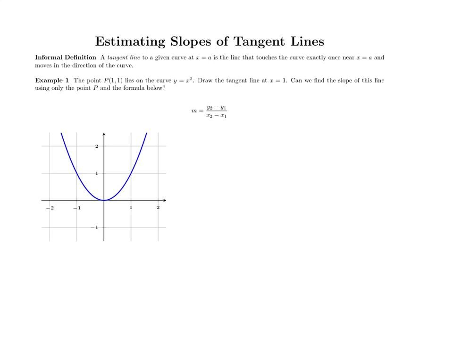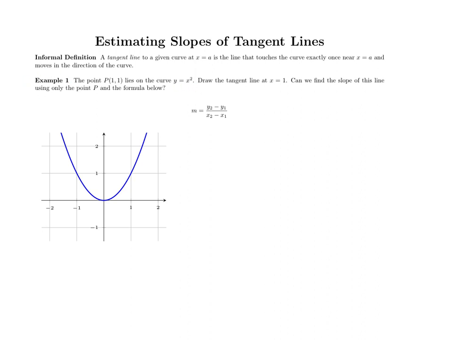In this lesson, we'll go over an informal definition for tangent lines and also talk about how to estimate their slopes. So to start with an informal definition, a tangent line to a given curve at some number x equal to a is the line that touches the curve exactly once near that point, but is also moving in the direction of the curve. Let's try to make sense of this definition by looking at example 1.